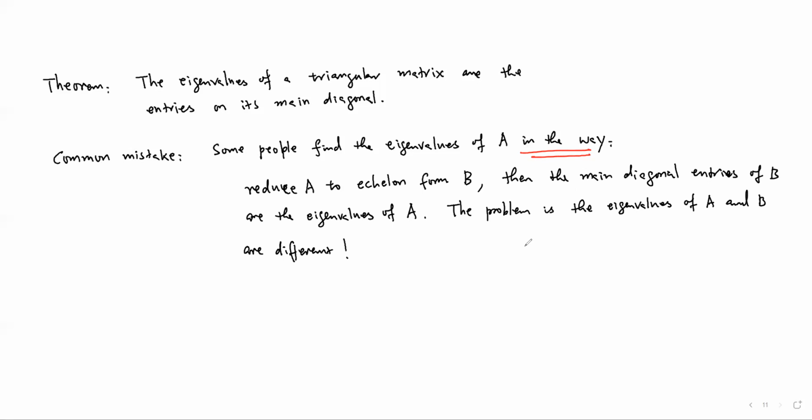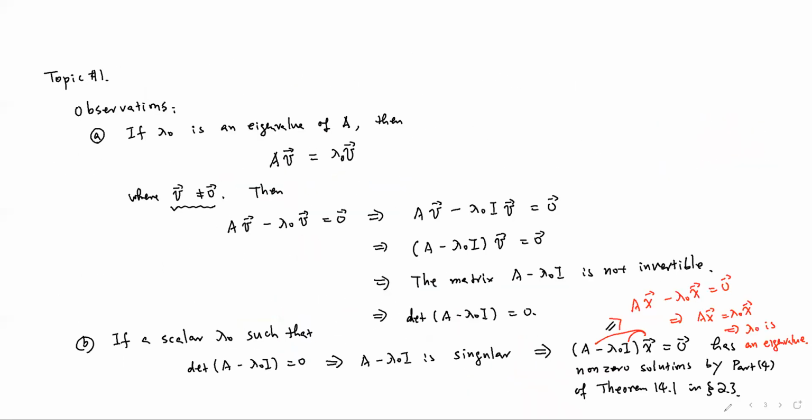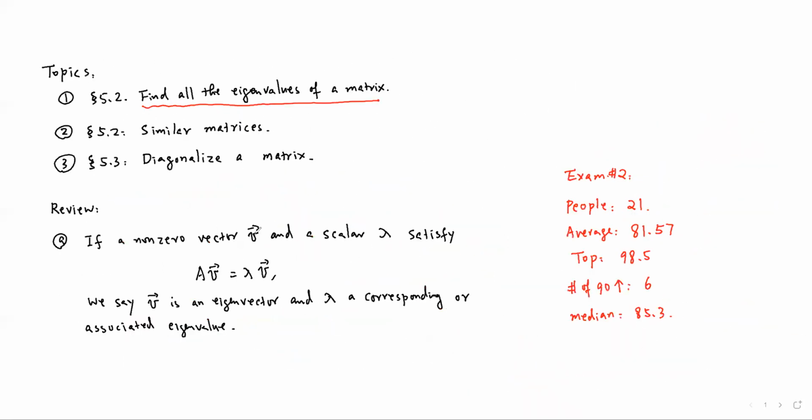How to find all the eigenvalues of a matrix? Compute the characteristic polynomial, then set the polynomial to 0 and solve the equation. All the solutions of the equation are the eigenvalues of A. Don't do it by reducing A to echelon form. Common mistake. Okay, now the second topic: similar matrices. Topic 2.